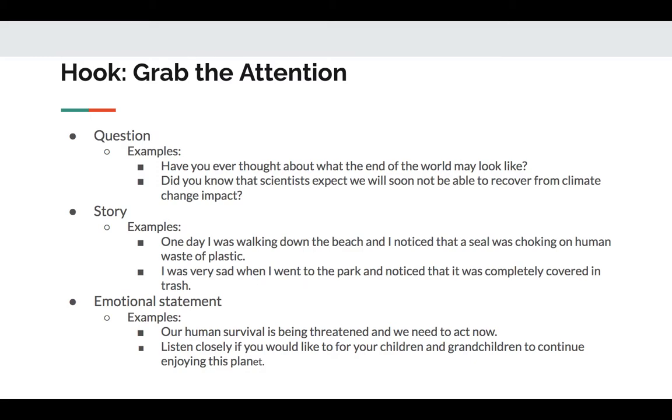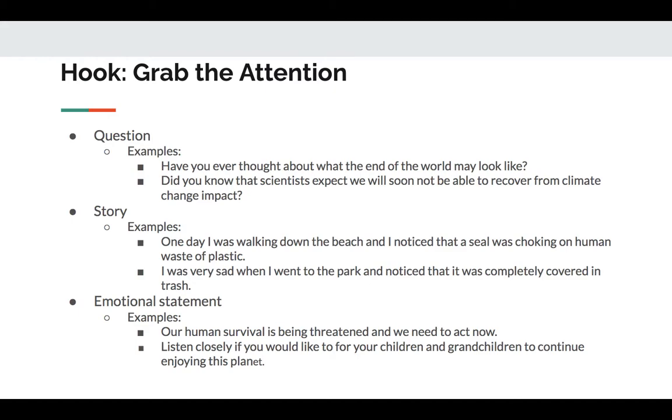You can also make it in the form of a story. So some examples is: one day I was walking down the beach and I noticed that a seal was choking on human waste of plastic. And then another one is that I was very sad when I went to the park and noticed that it was completely covered in trash. If you notice, both of these again cause a certain emotion on the reader, and that's why they're also very effective because of that emotion. And you're also kind of letting your reader know what you will be writing about. In this case, for example, about human waste that has caused many climate change problems, or many environmental problems, I should say.